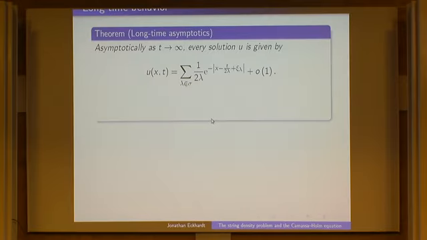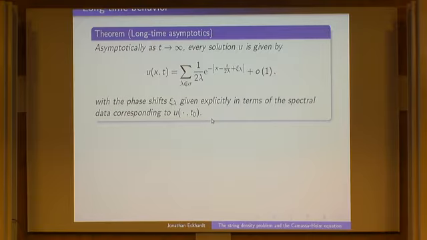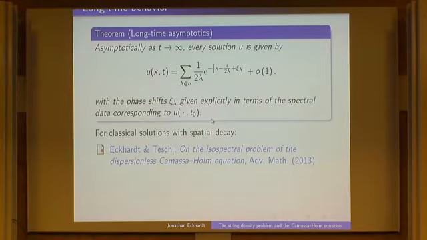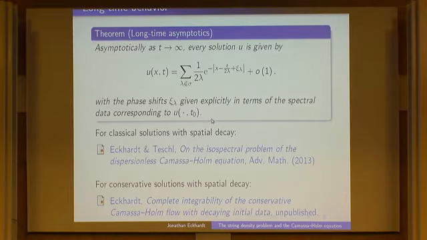And actually, with these methods I showed you before, in particular with stability properties of the inverse spectral problem, we are able to prove this rigorously. So you can show that your solution will be an infinite sum of peakons plus some error term, and you can give the phase shifts explicitly. This has been done by Gerhard Teschl and myself for classical solutions. And for the class of solutions I just showed you, it will be contained in this paper.